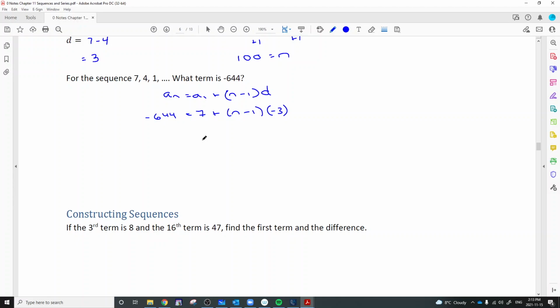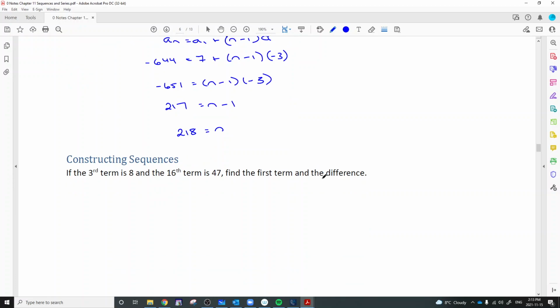So negative 644 minus 7 gives me negative 651. Then we're going to divide by negative 3 to get me 217. And then I'm going to add 1 and get n is 218. So negative 644 is the 218th term in this sequence.